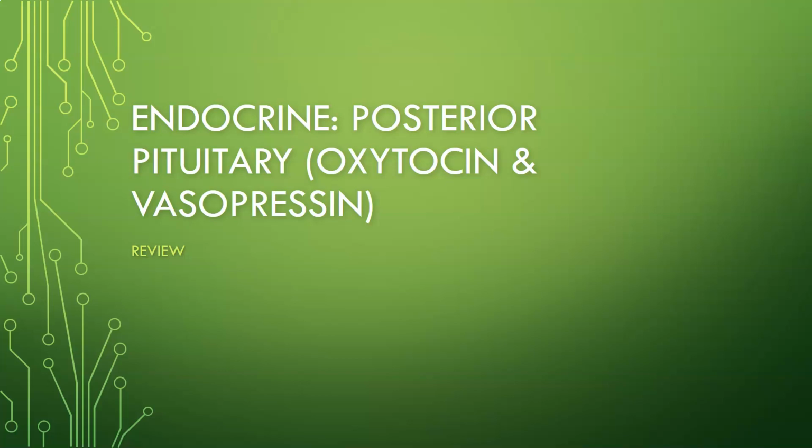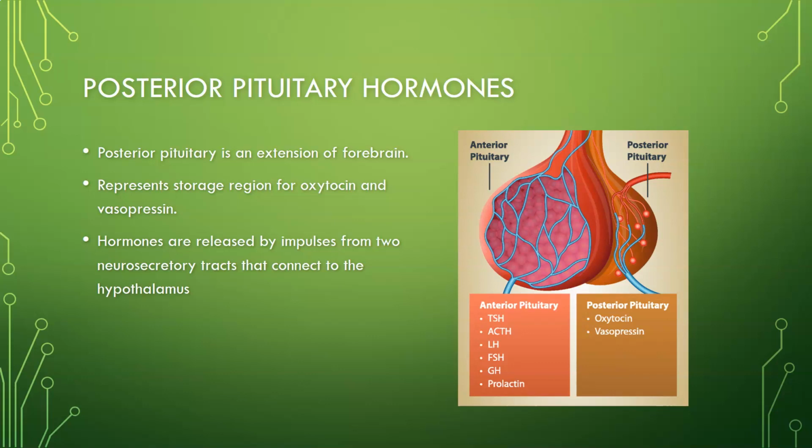We are going to look at the posterior pituitary and more specifically at oxytocin and vasopressin. Alright, the posterior pituitary hormones, so these are going to be oxytocin and vasopressin. The posterior pituitary is an extension of the forebrain. It represents a storage region for oxytocin and vasopressin. And the hormones are released by impulses from two neurosecretory tracts that connect to the hypothalamus.